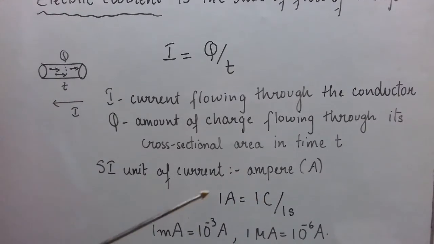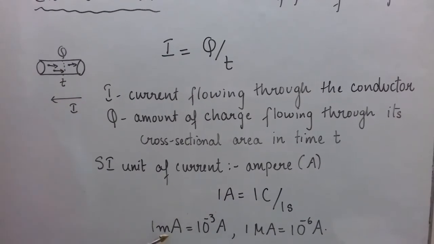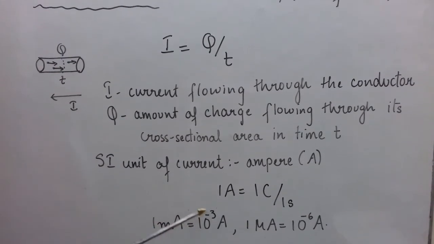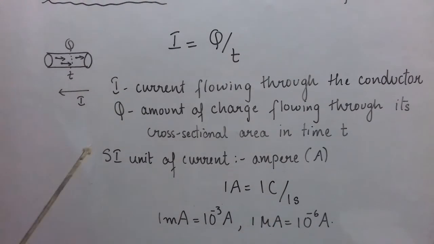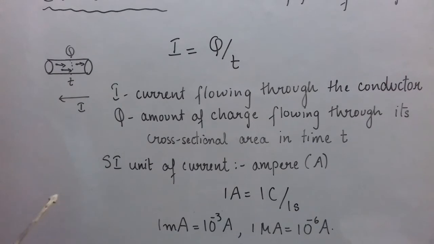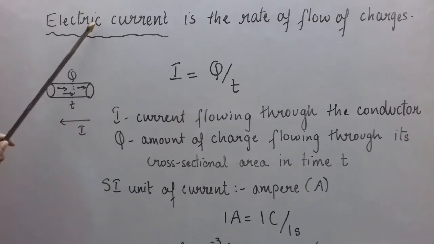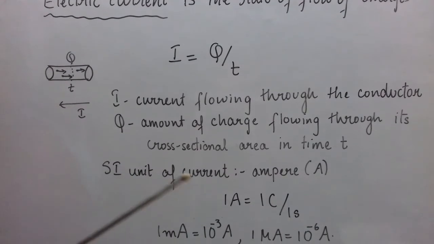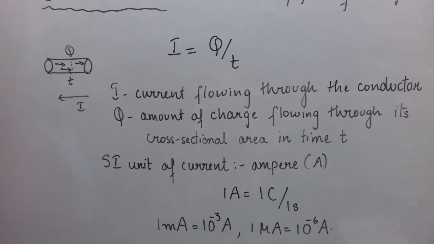Just like coulomb, ampere is also a very big unit of current, and hence in numericals generally smaller units are used like milliampere and microampere. 1 milliampere is 10 raised to minus 3 ampere. 1 microampere is 10 raised to minus 6 ampere. So I hope you have understood the topics well, and after understanding, you are supposed to learn by heart the definition of electric current, its formula, its SI unit, and the definition of the SI unit. We'll continue in the next video with the same chapter 12, electricity.